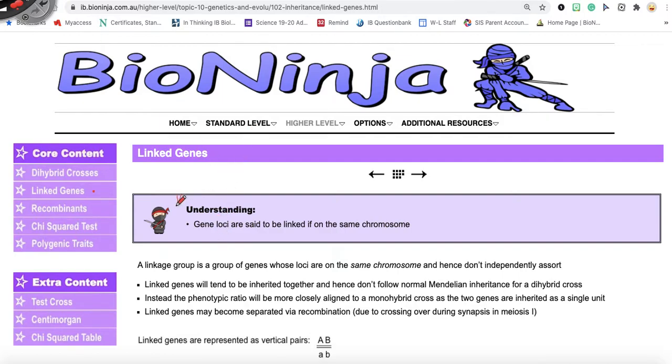Linked genes mean pretty much what the essential understanding here is saying. Gene loci are said to be linked if they are on the same chromosome. Unlike what Mendel studied, he pretty much got lucky and saw gene loci that were on separate chromosomes. That's not what linked genes are. They happen to be on the same chromosome. So this is something very important that we have to remember.